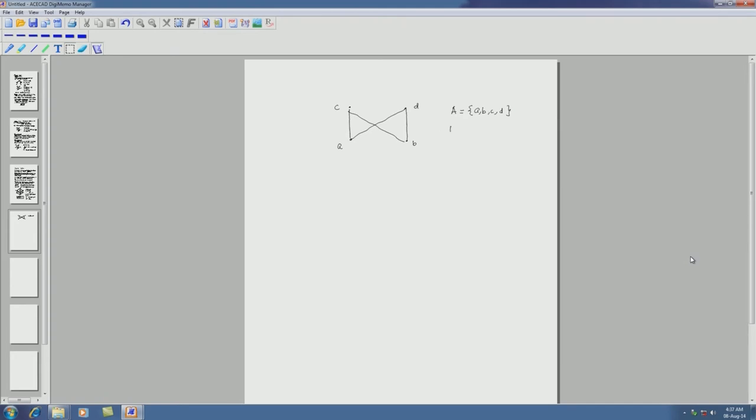And let us consider the subset B, which is equal to {C, D}. Now, if we try to construct L sub B, we will see that L sub B consists of two points A and B. Because A is less or equal C, A is less or equal D, B is also less or equal C, B is less or equal D. Therefore, both of them are lower bounds of {C, D}.